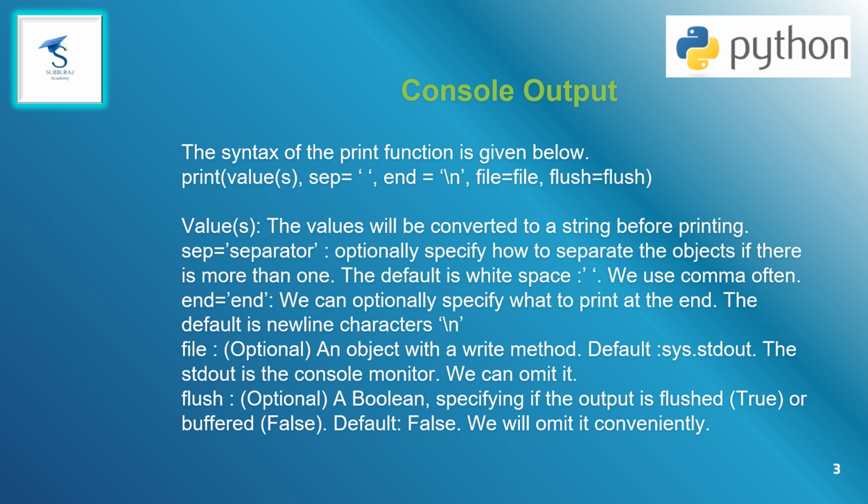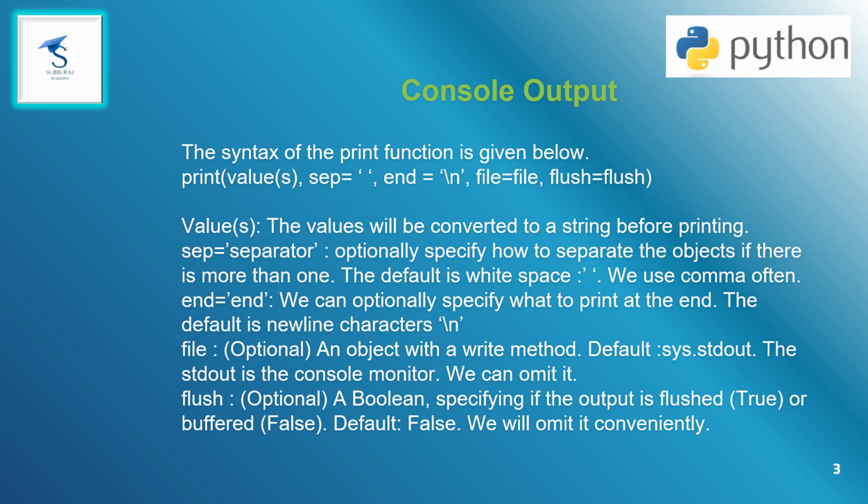The second component of the format is sep, that is separator. Default is white space. White space can be space or tab. And the third and fourth, third is the end. At the end of the printing, what will you do? Here the default is \n or a new line character. At the end of printing, the cursor will jump to the next line. There are 2 more. For the sake of simplicity, I will not discuss that.